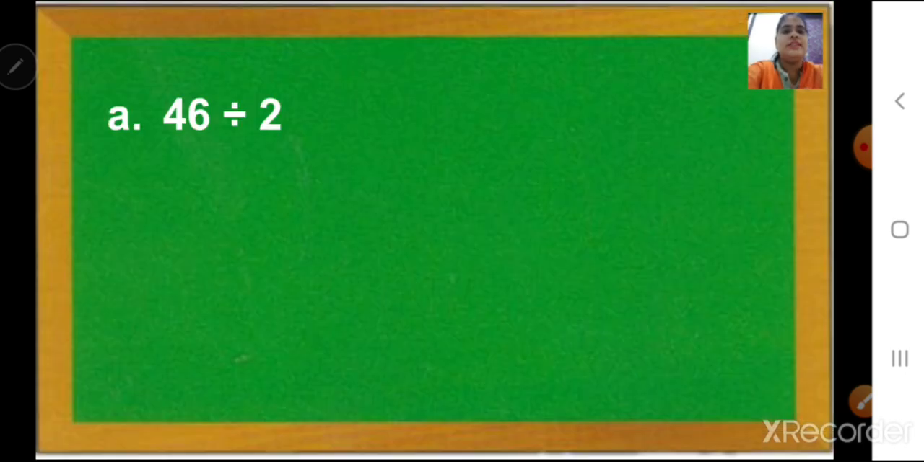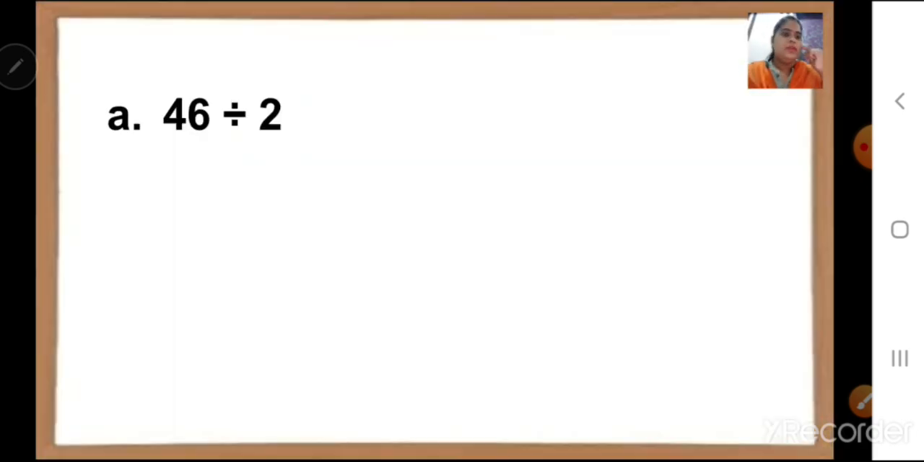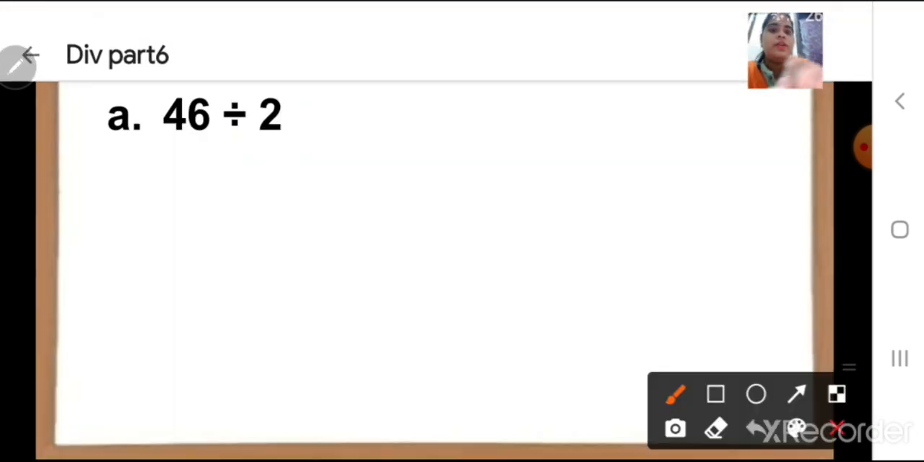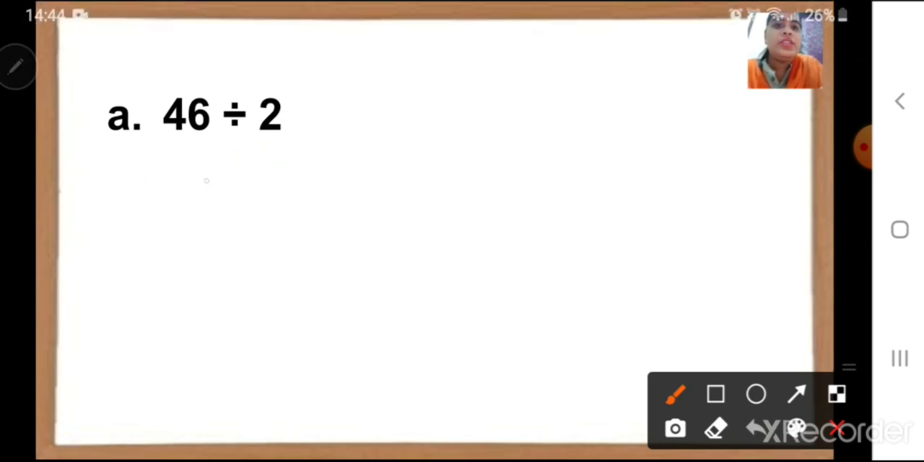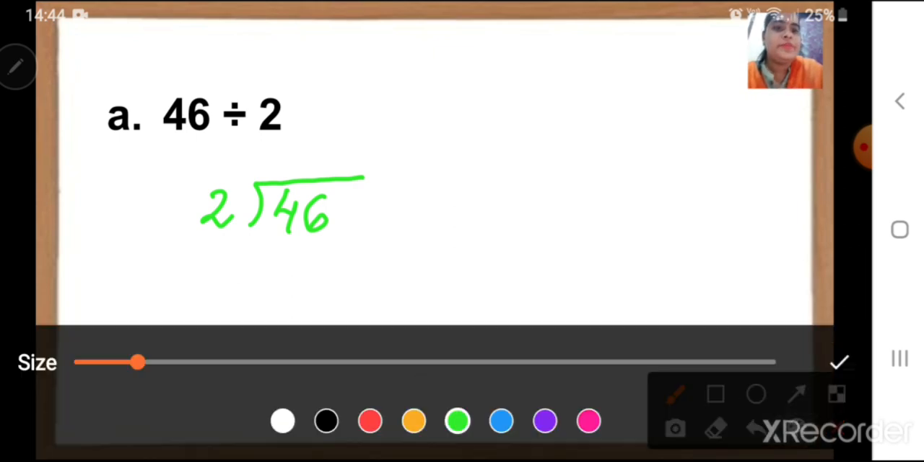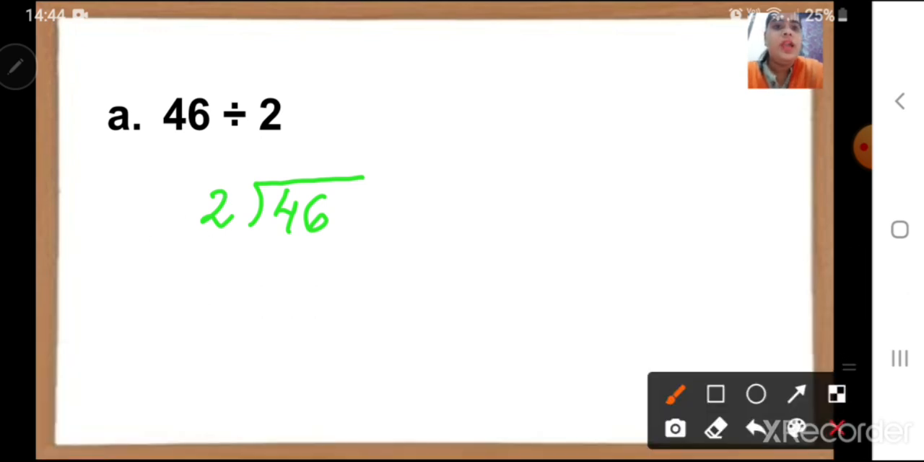A1, 46 divided by 2. Now children, first we have to draw the bracket. Then we will write dividend and then the divisor. Now children, now what is our divisor? Number 2.